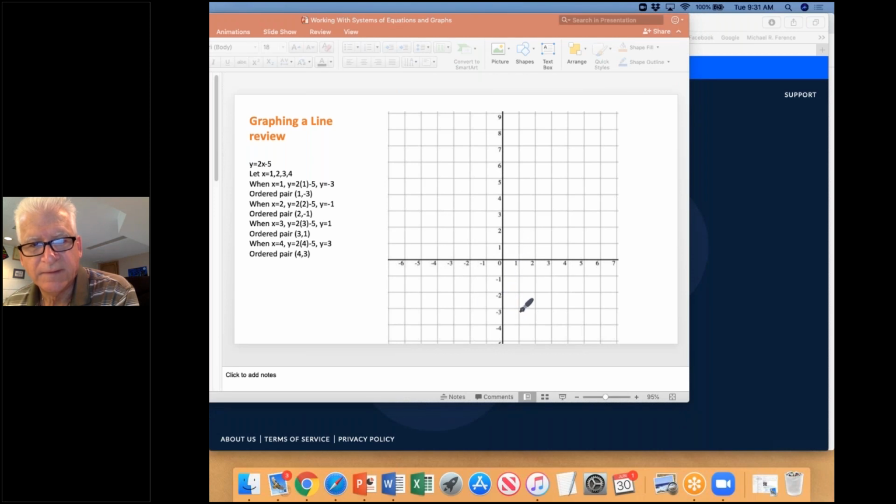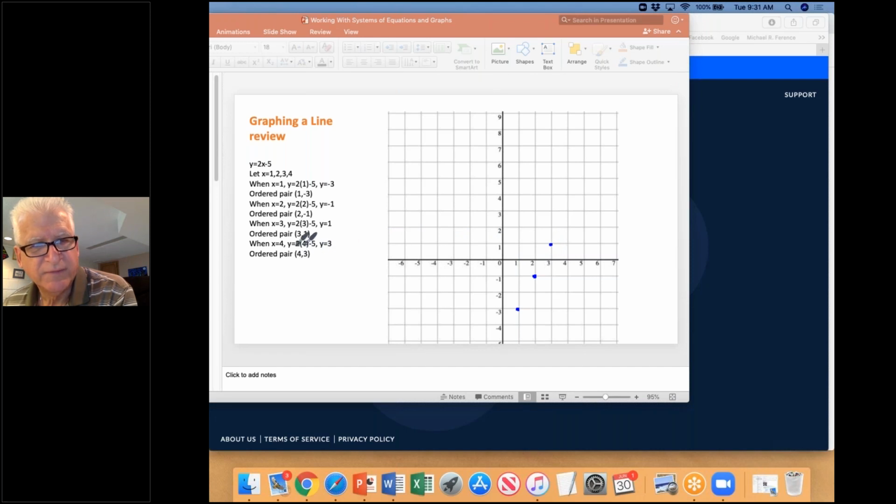1, negative 3. And then when I plugged in 2, 2 times 2 is 4 minus 5 is a negative 1. So I go over 2, down 1. And then when I plug in 3, 2 times 3 is 6 minus 5 equals 1. So I have the ordered pair of 3, 1. So 1, 2, 3, up 1 is the positive 1.